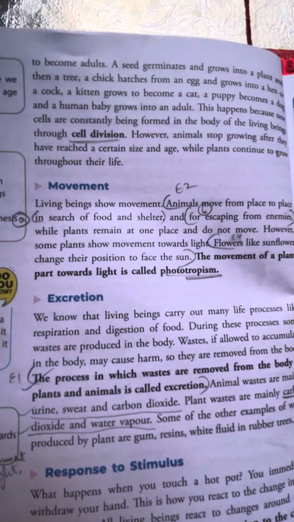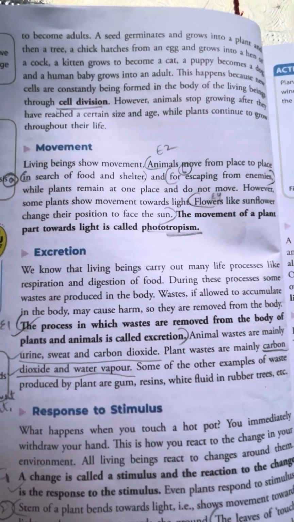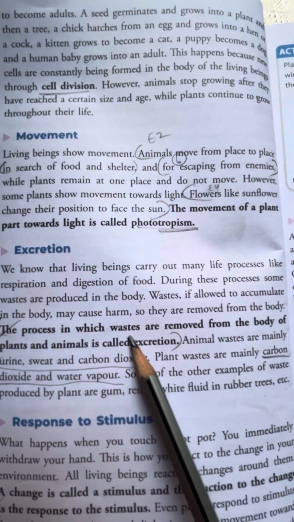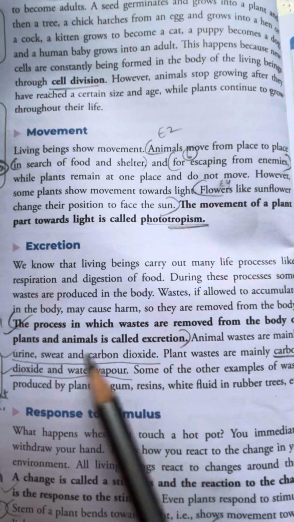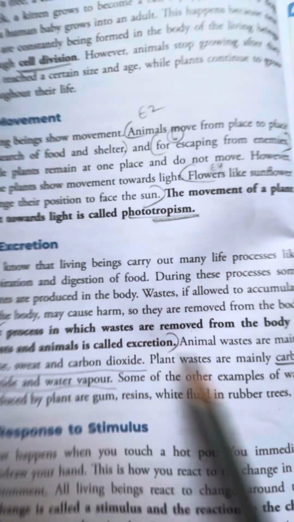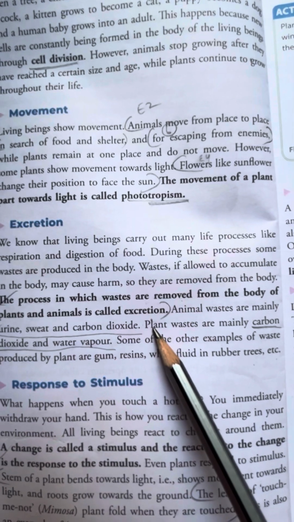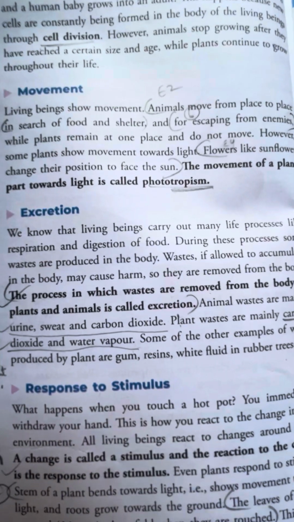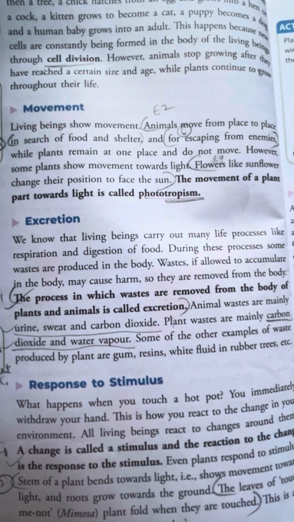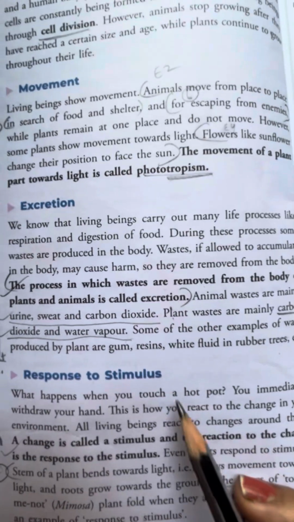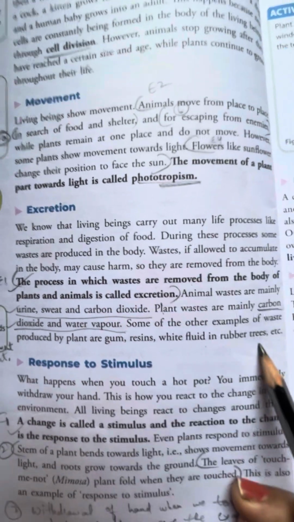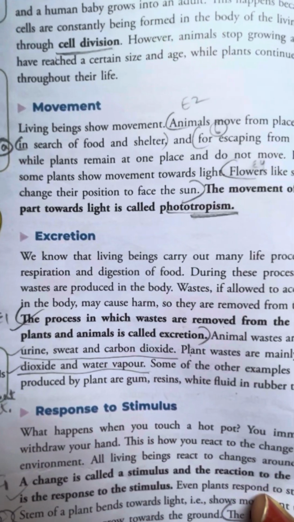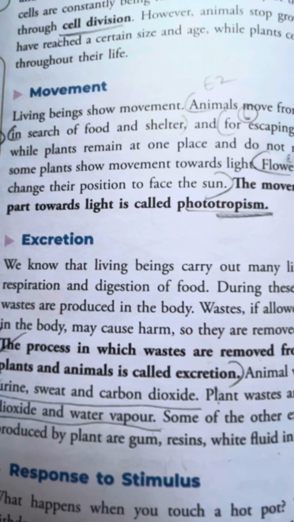Okay, next characteristic is excretion. Excretion is the process in which waste is removed from the body of the plant and animal. In the case of plants, plant wastes are mainly carbon dioxide and water vapor. Some other examples of waste products of plants are gum, resin, and white latex in rubber trees, etc. So you have to study each and every line, each and every word up to excretion.